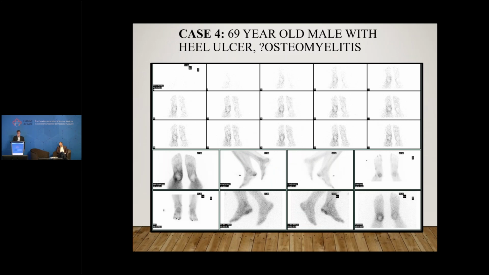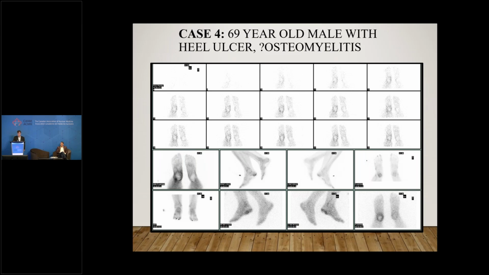This next case is a patient with an extensive heel ulcer, and bone and gallium scans were ordered to determine if the patient has osteomyelitis. We see the flow shows markedly increased blood flow in the right heel, and we see increased bone tracer activity in the plantar surface of the right calcaneus, and the gallium activity has a different distribution.